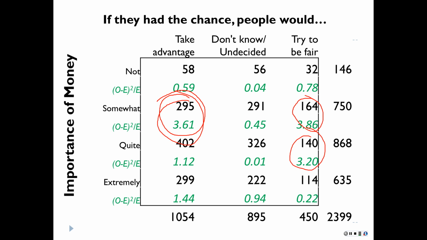I'm not very good at drawing circles with my mouse. So somewhat, people who thought money was somewhat important, they were a little off in thinking of how likely people would be to take advantage of you. They were off from what they should have answered, or the number of people who should have answered this if the two variables were not associated. And here we're seeing another piece. This is something we wouldn't expect if the variables were not associated. People thinking money is somewhat important, trying to be fair, probably because these just had a trade-off between them. And then quite important, the number of people who think you would try to be fair. So you can kind of see that there's going to be some differences there.